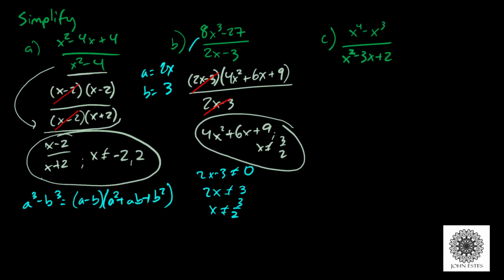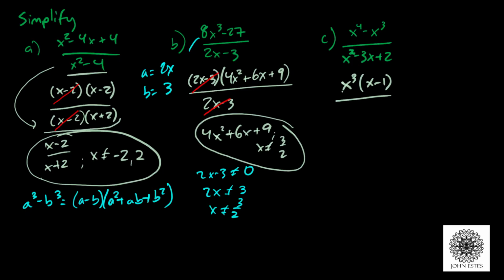Okay, now in part C, we have something again very similar. We have x to the fourth minus x cubed over x squared minus 3x plus 2. And I'm going to factor everything I can. So in the numerator, I can take out an x cubed out of everything. And remember, your first strategy for factoring should always be to try to take out the greatest common factor. So take out the x cubed, which leaves me with the x minus 1.